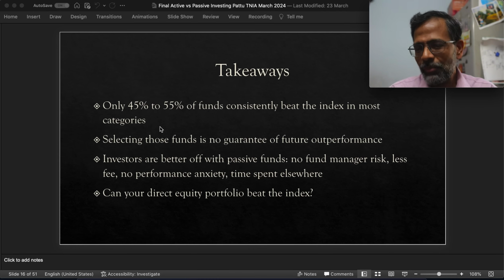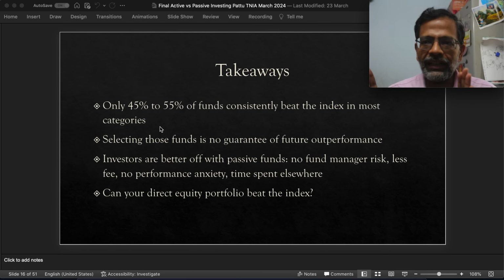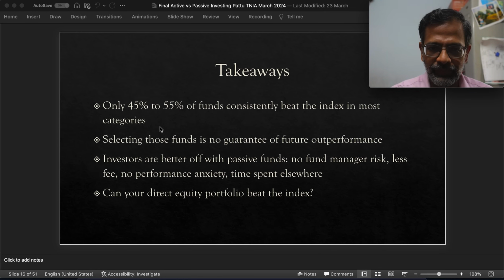So it may have beaten the index, but it may also not have. And that is something you should be brave enough to check. Of course, I'm not saying don't invest in direct equity, because many people invest in direct equity because they like it. That's absolutely fine. I'm just saying, don't invest in direct equity with the hope that it will be easier to beat the index or easier to beat mutual funds. That may not be the case.